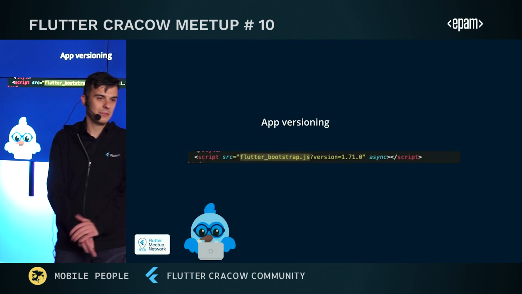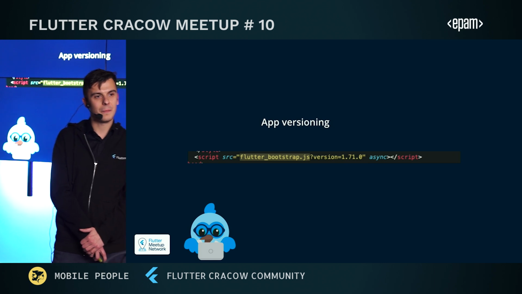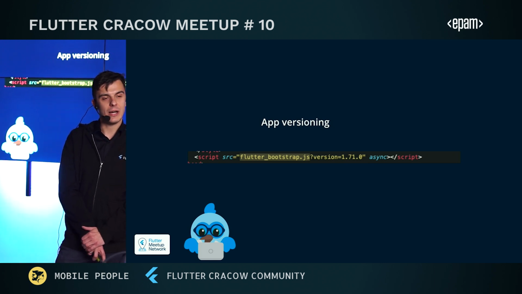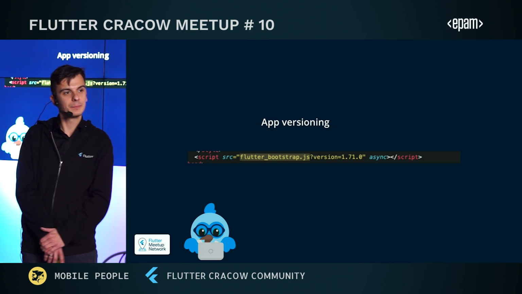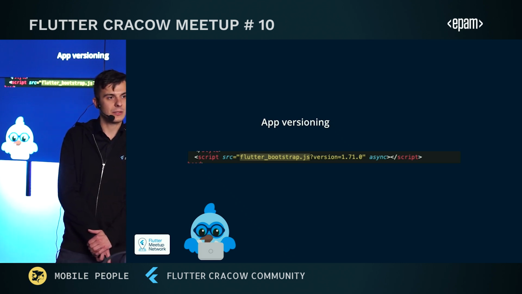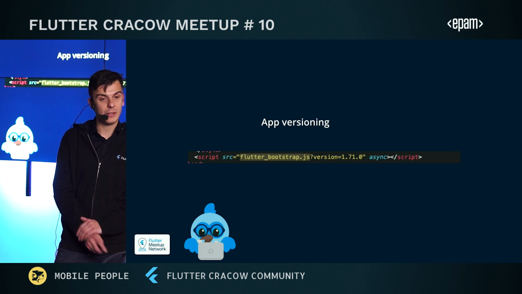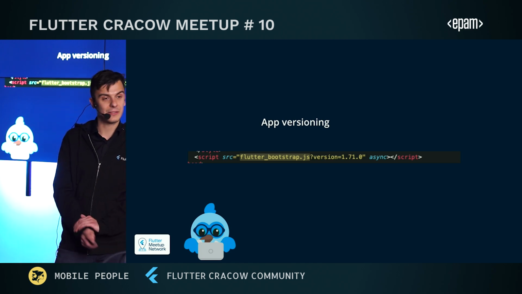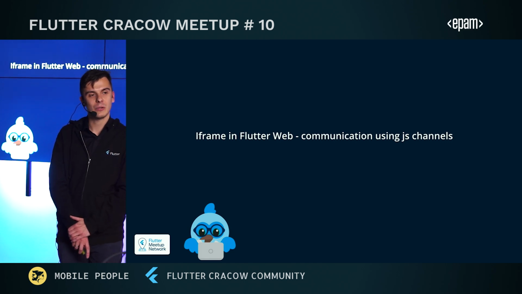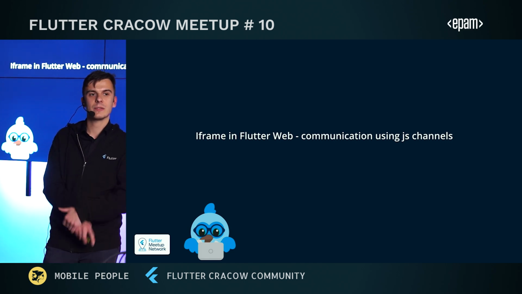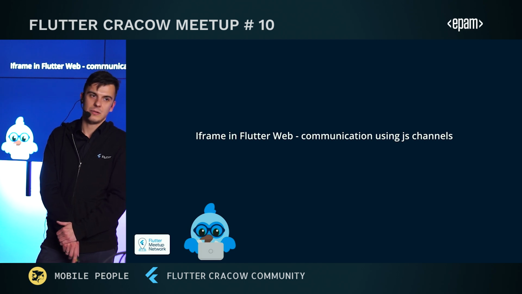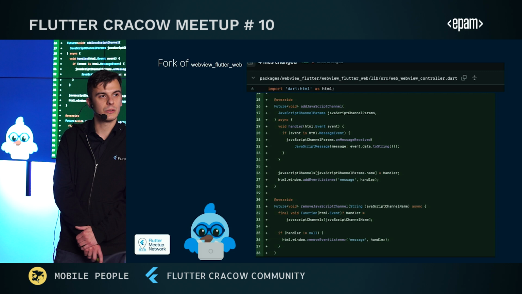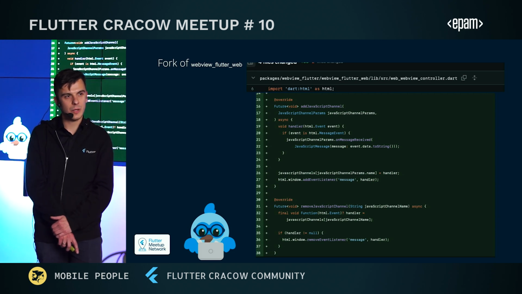Here are some simple hints for the things that we were thinking about. Sometimes we needed to know which version we are on, so we include this version into the src, in the index.html. The package_info_plus is not very useful in this Flutter Web environment. For example, we are using iframes heavily, and we were able to communicate using a JS channel very easily. This was done using the webview_flutter_web package.